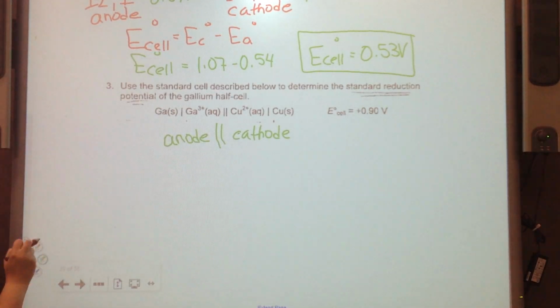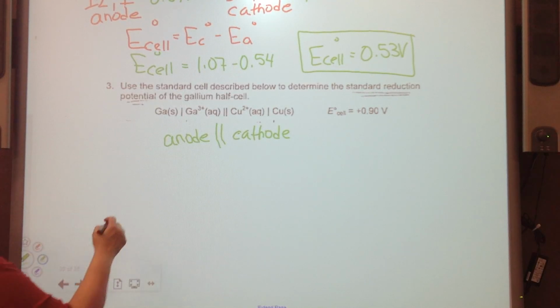Okay, it tells us which one is the anode and which one is the cathode. We don't even have to do all the fancy oxidation numbers because we know the format for cell notation is this way. So it says determine the standard reduction potential of the gallium half cell. So we know this formula.